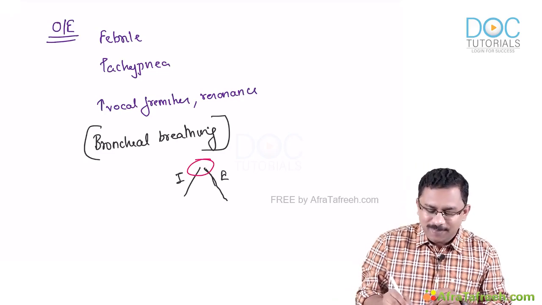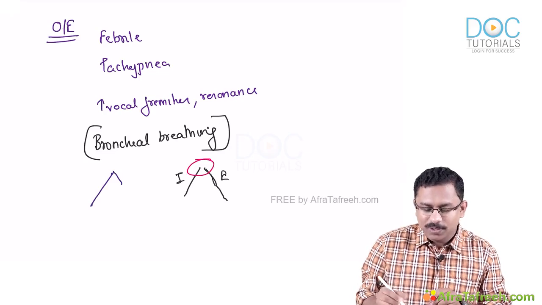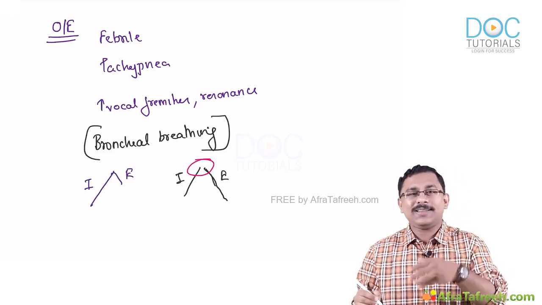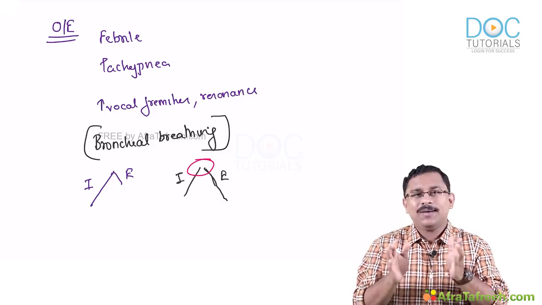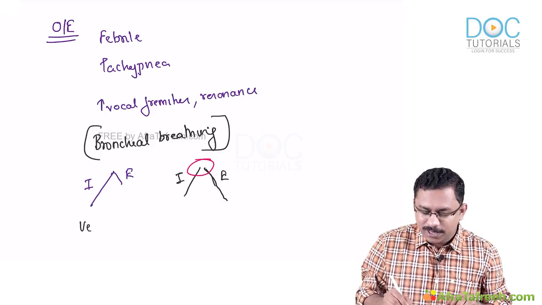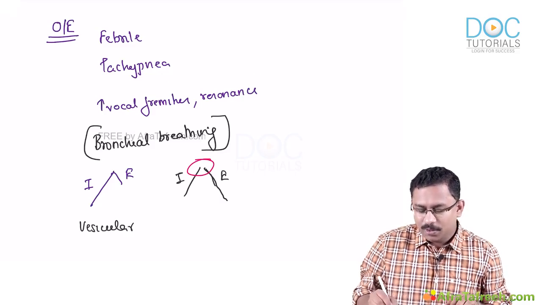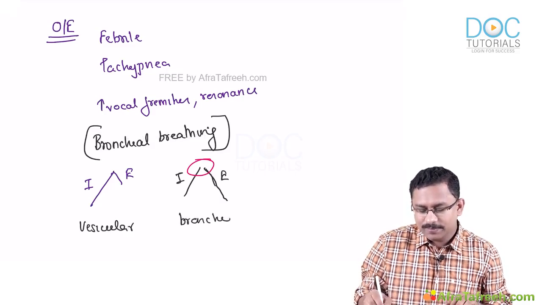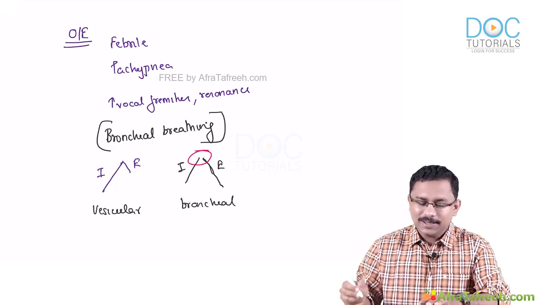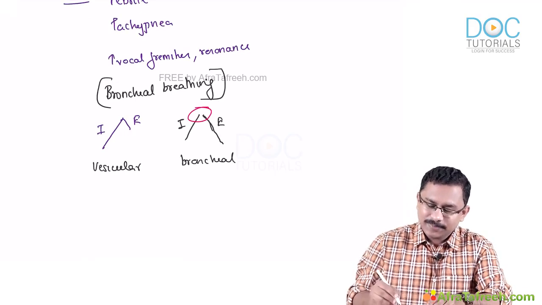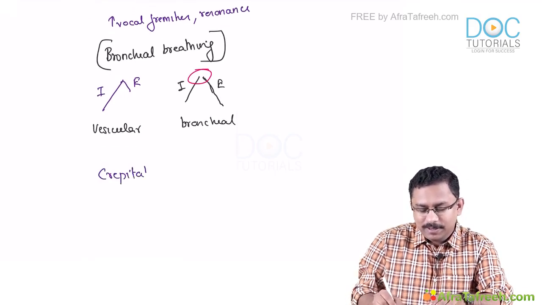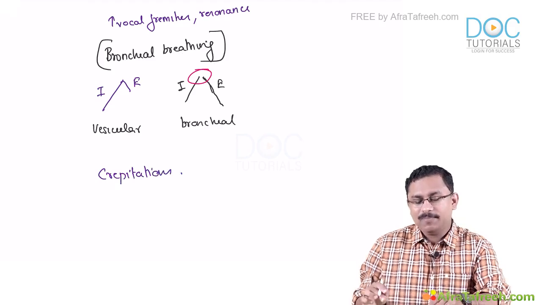Whereas in case of your normal vesicular breathing, this is how it goes. This is the inspiration, this is the expiration. So the inspiration will be longer than the expiration and there is no gap between inspiration and expiration. So this is your vesicular breathing and this is your bronchial breathing. And also the other findings, you can also have crepitations in case of pneumonia, again very important.